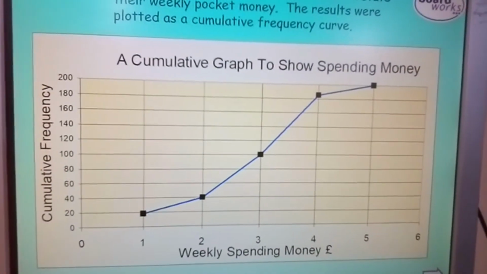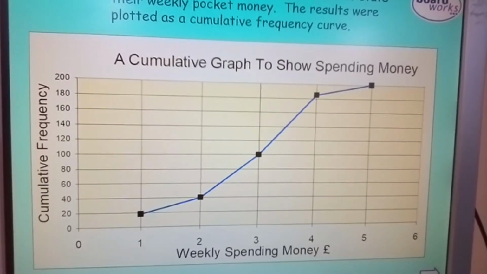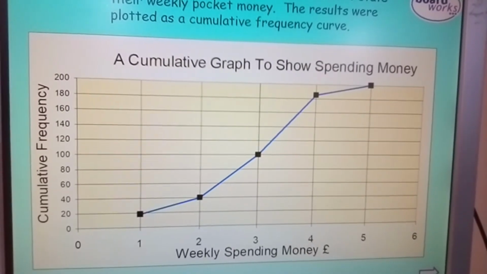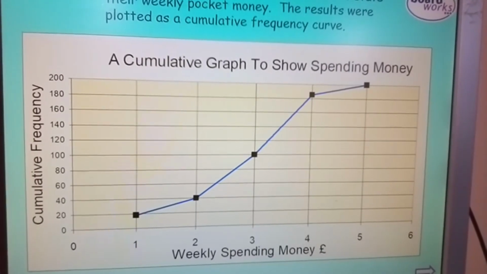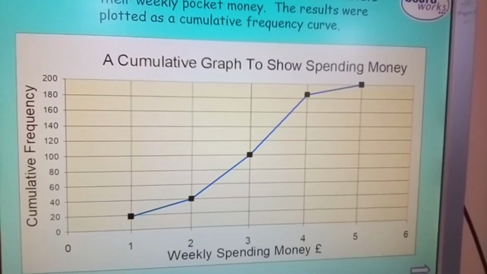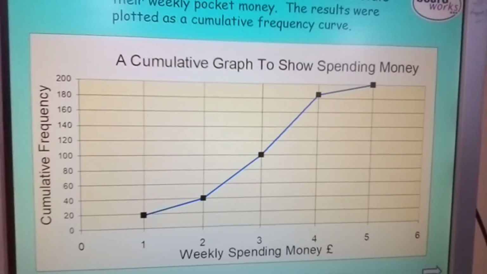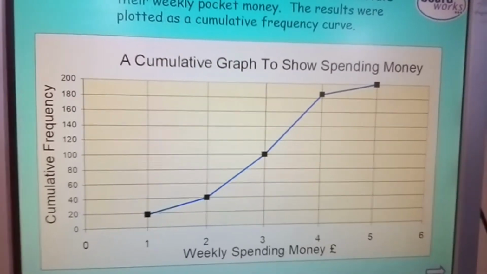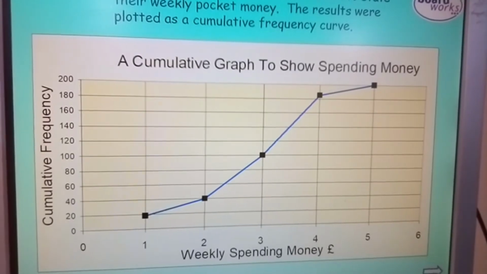Now an example. In a survey, 200 teenagers were asked to state their weekly pocket money. The results were plotted as a cumulative frequency curve. Cumulative frequency, weekly spending money, okay, was £1 to £6. So you can see here that 20 people had a weekly spending money of £1. You can see here that 100 people had spending pocket money of £100.